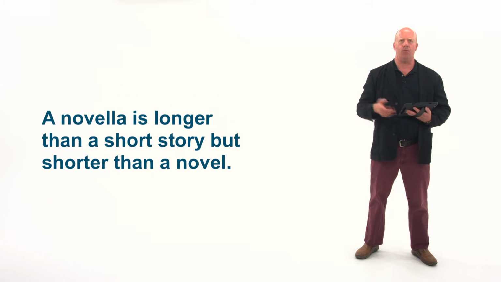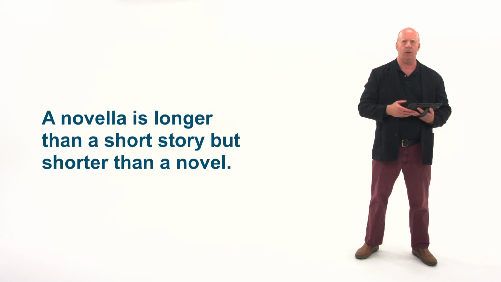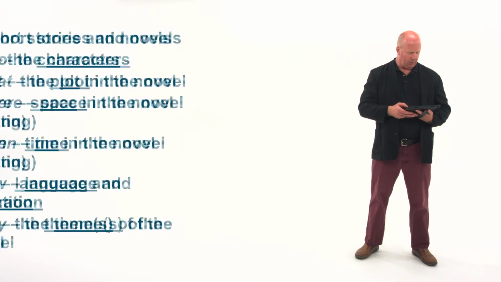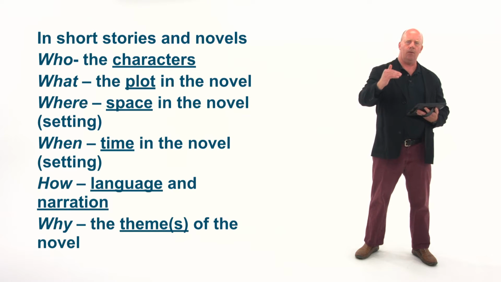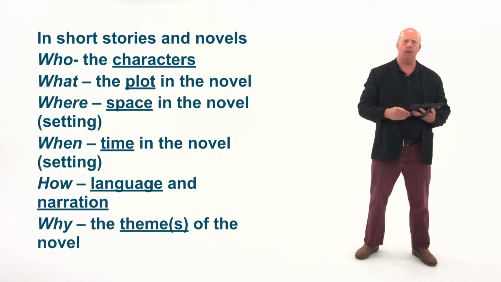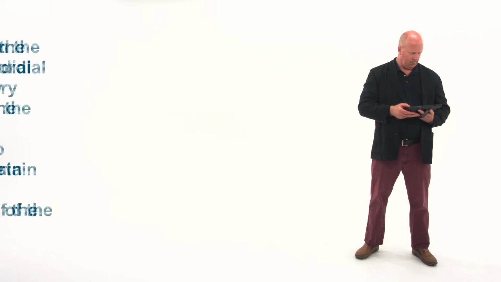So as I pointed out before, a novella is longer than a short story, but shorter than a novel. A couple terms here, just quickly. So character, plot, space, time, language, narration, and theme are words you probably already know that are set into how a short story or a novel would develop. And time and space, language, narration, and the narrator is usually first or third person.